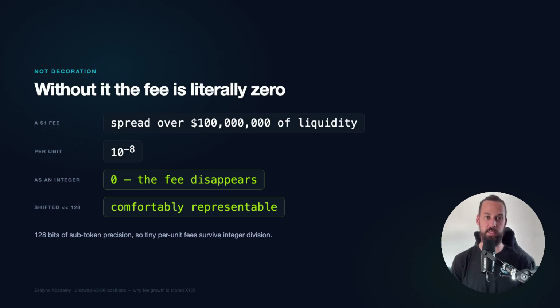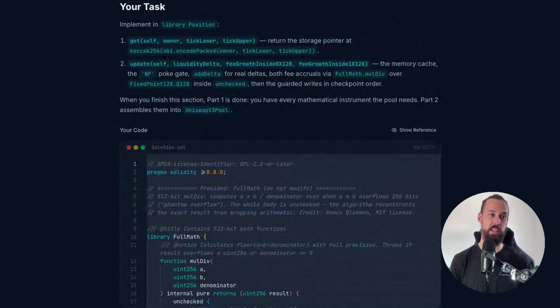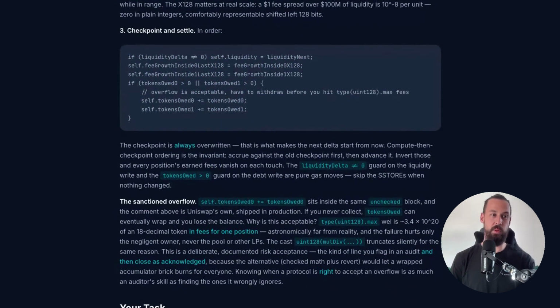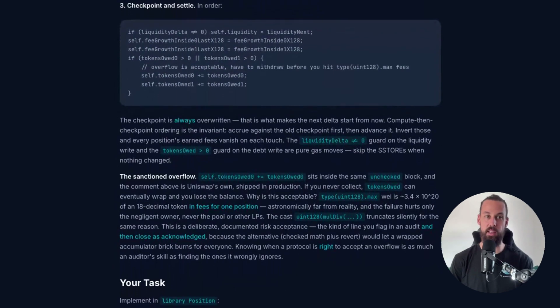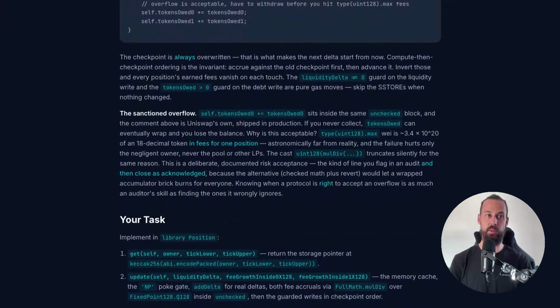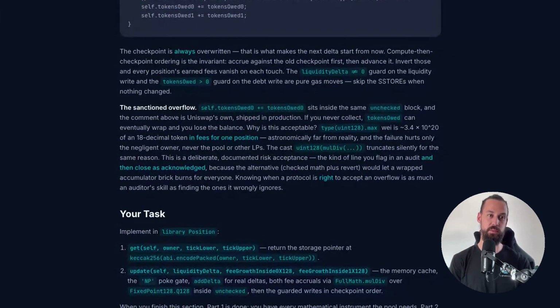Here's why it exists. A $1 fee spread over $100 million of liquidity is 10 to the minus 8 per unit. In plain integer math, that is 0. The fee just disappears. Shifted left 128 bits is comfortably representable. That's what the X128 buys. 128 bits of sub-token precision, so tiny per unit fees survive integer division.